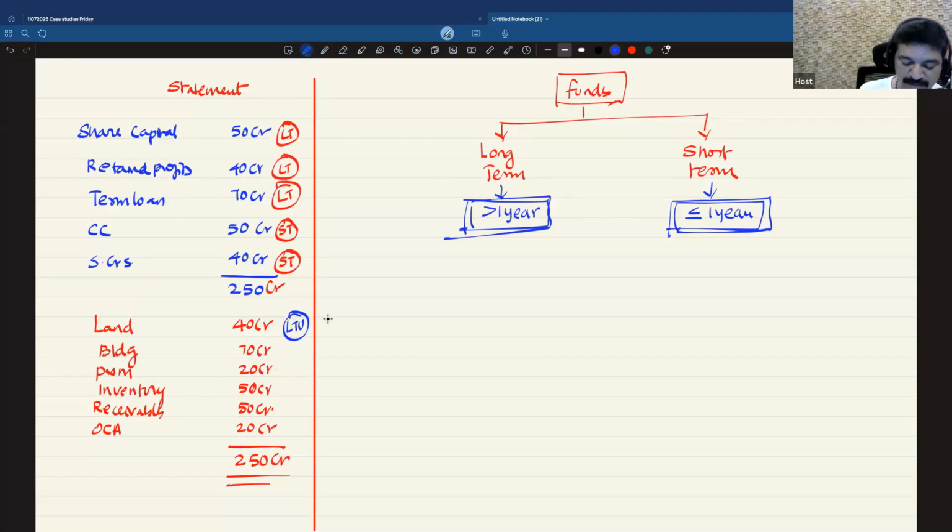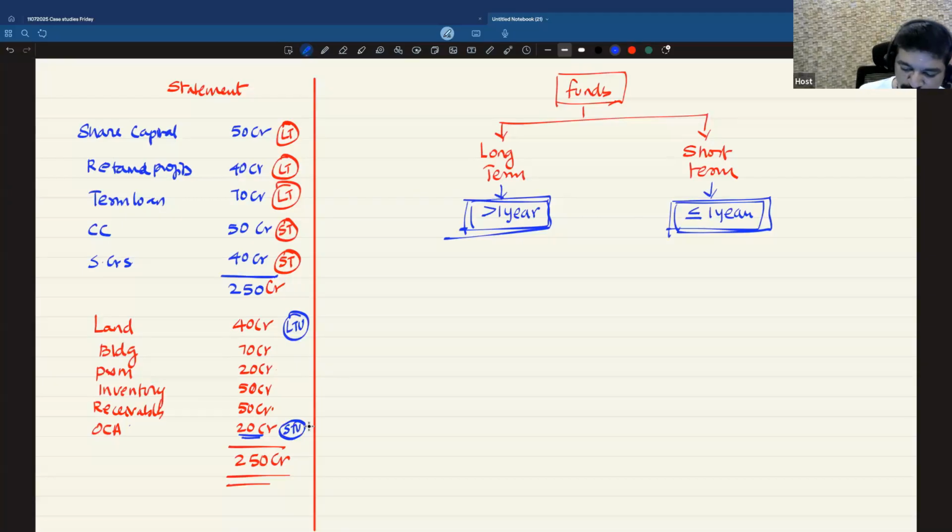Okay. I have invested this money in bank deposits, which I will liquidate whenever I want, sitting under other current asset. I have invested 20 crore in some bank deposits, not a long-term deposit, but short-term securities or short-term deposits. Will you call it a long-term use or short-term use? We will call this a short-term use.